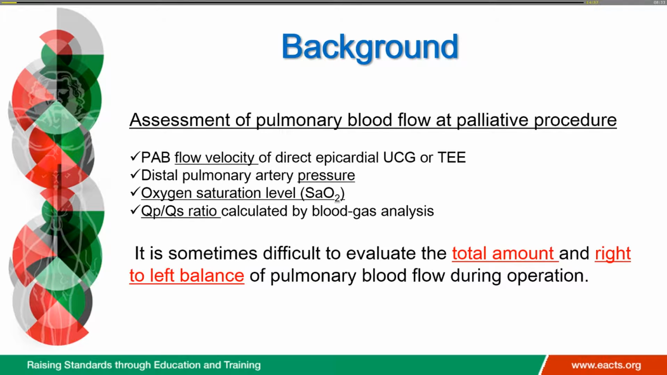At the time of the palliative procedure for congenital heart disease, we usually assess the pulmonary circulation using several parameters: PA banding velocity with epicardial or transesophageal echo, distal pulmonary artery pressure measuring, arterial oxygen saturation, and QP/QS ratio calculated by the blood gas analysis. However, it is sometimes difficult to evaluate the total amount and right to left balance of the pulmonary blood flow during the operation.